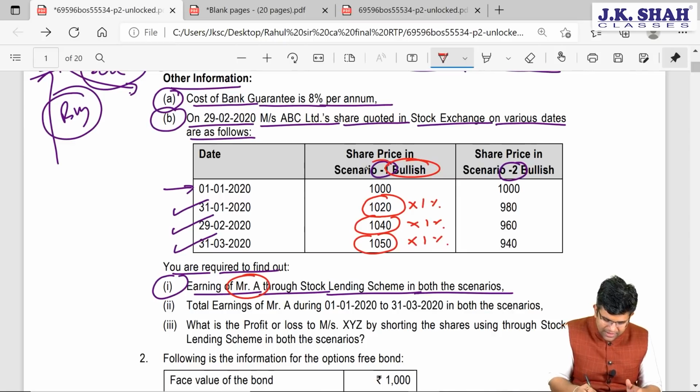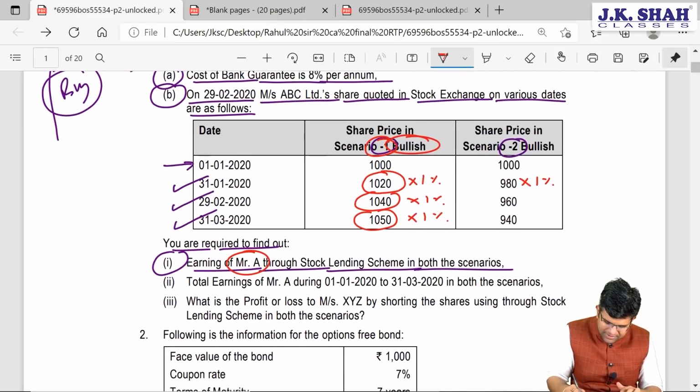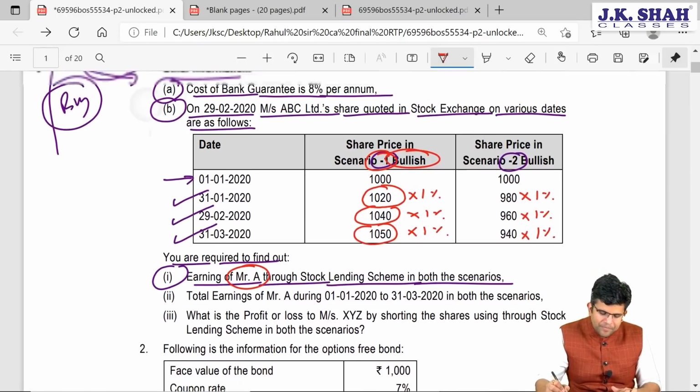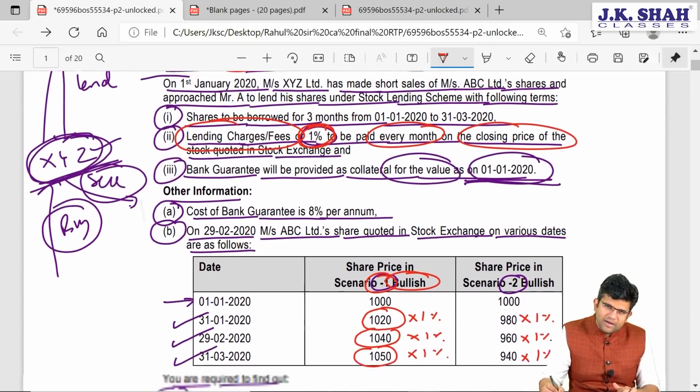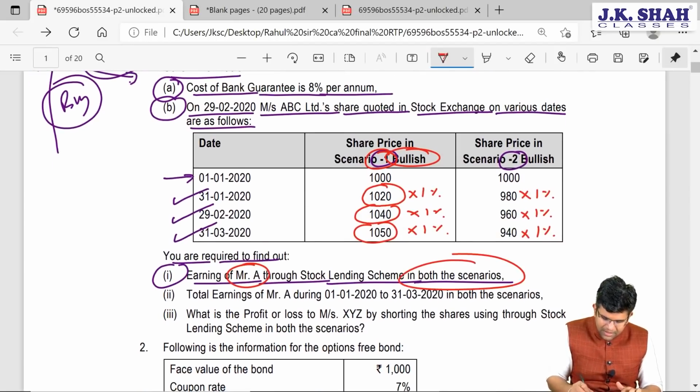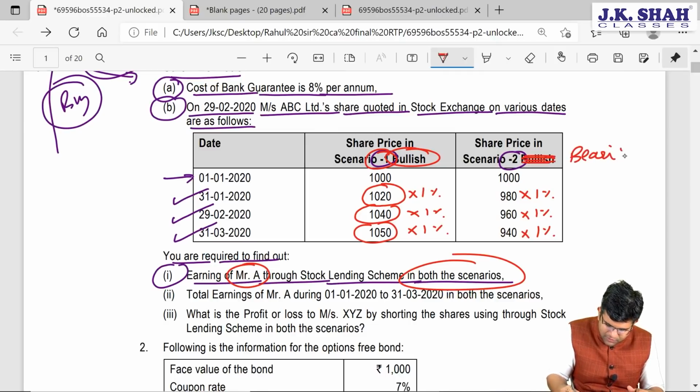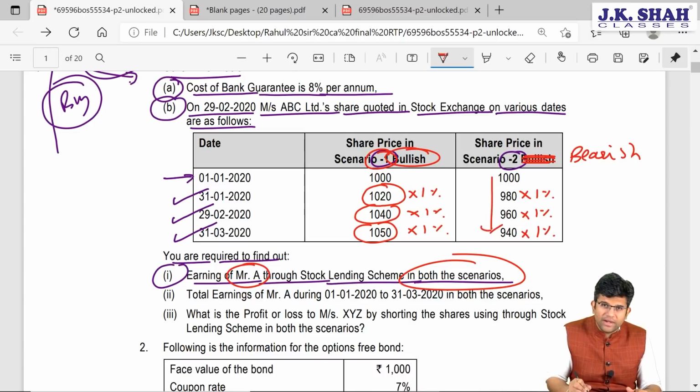We'll get total earnings for Mr. A under scenario 1. Under scenario 2, children, can I say 980 into 1% plus 960 into 1% plus 940 into 1%? The total multiplied by 1000 shares will give you the earnings to Mr. A under the second scenario, that is the bullish scenario. Everybody, did you understand till here? That is the bearish scenario. Children, here there is some typing error by ICAI. This will be bearish. Okay, this will be bearish because can you see the share price is going down here and here the share prices are going up. So that is bullish and scenario 2 is bearish.